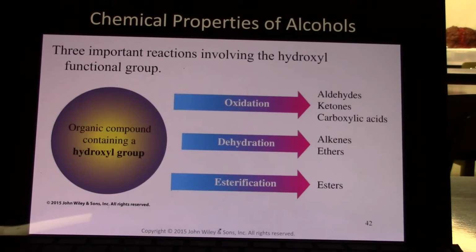Some nail polish removers use acetone, some use ethyl acetate, but those are the two major ones that you see used in the industry. Three important reactions involve the hydroxyl functional group. We get oxidation to aldehydes, ketones, and carboxylic acids. We get dehydrations to alkenes and ethers, and esterifications to esters.